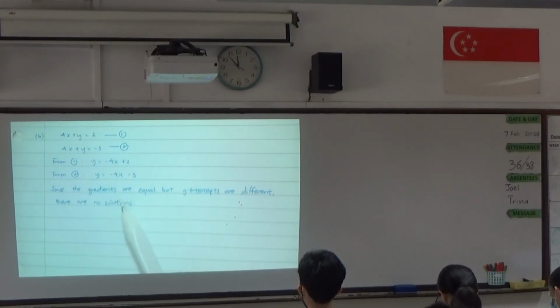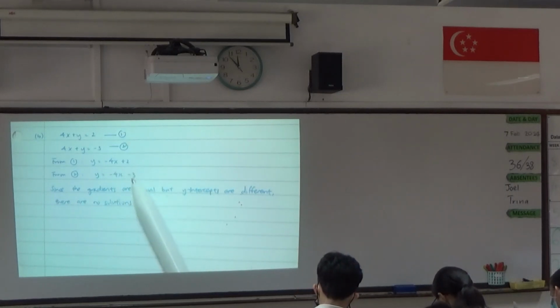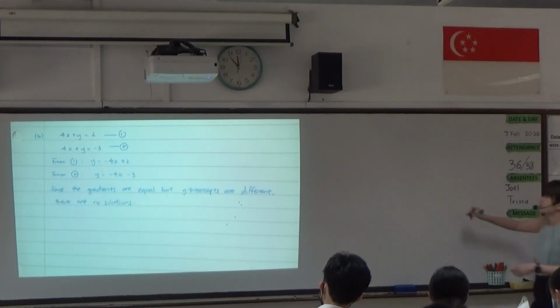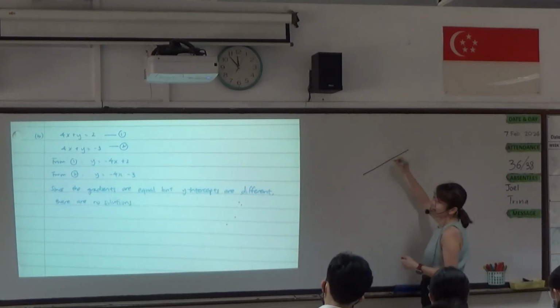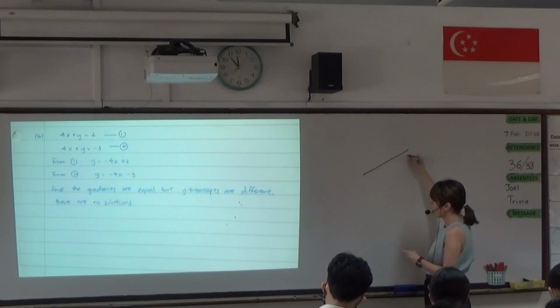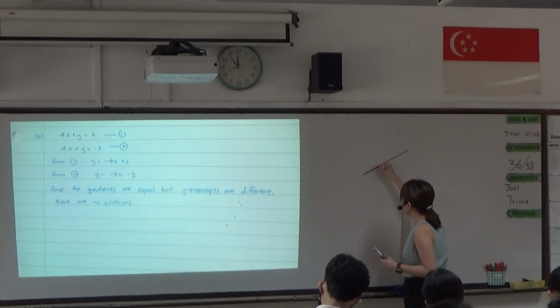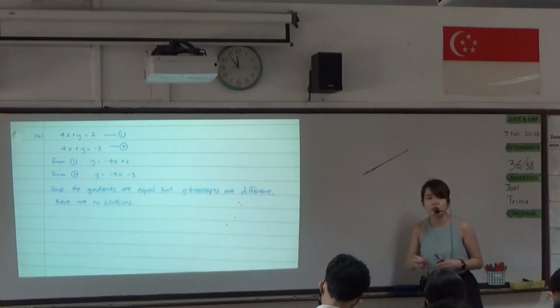And then after that, we say that the gradients are actually equal, but the y-intercepts are different. So some of you tell me that the gradients are equal, and therefore it's parallel. But saying that they are parallel is not sufficient actually, because two lines could be exactly the same. Okay, so you have one line over here, and then if I have another line that's exactly the same, that allows it to have infinitely many solutions.